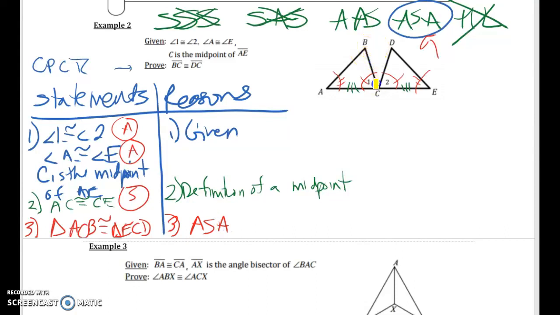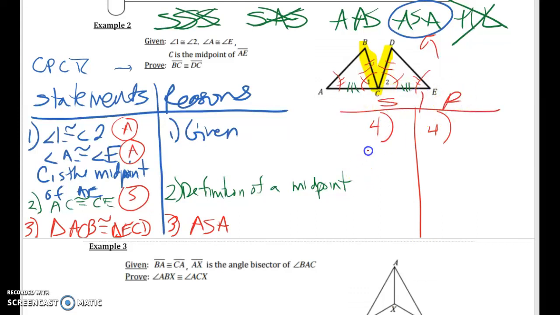Now let's look. BC is a part of this triangle, which corresponds with DC, which is a part of the other triangle. Since I've already proven that the two triangles are the same, I can now say that BC is congruent to DC by CPCTC. Corresponding parts, meaning these two sides correspond with one another, of congruent triangles. I already showed that in step 3. So because these triangles are congruent and because these parts are corresponding, these two pieces must also be congruent. And that's how we apply CPCTC.